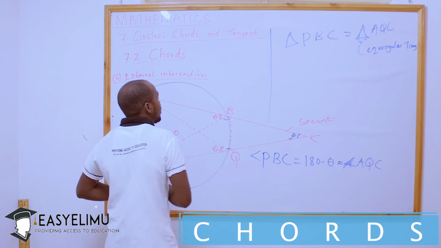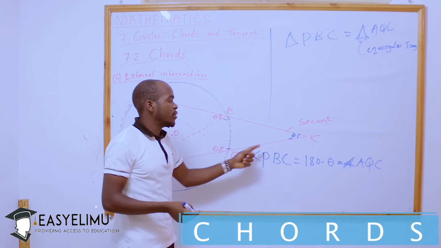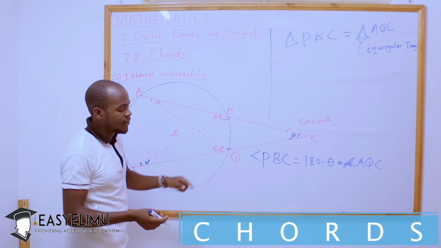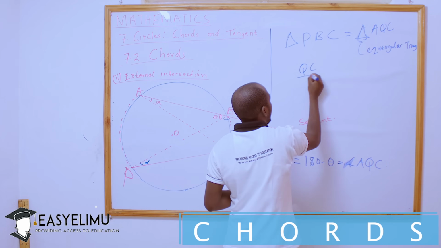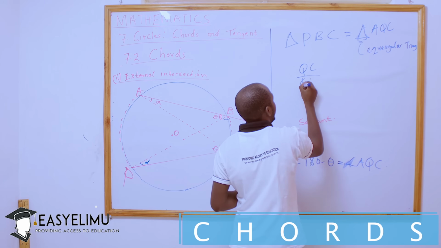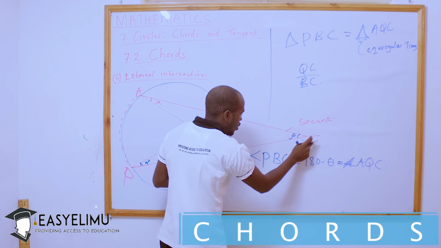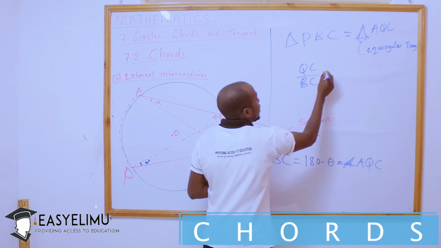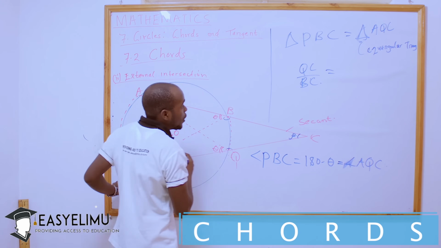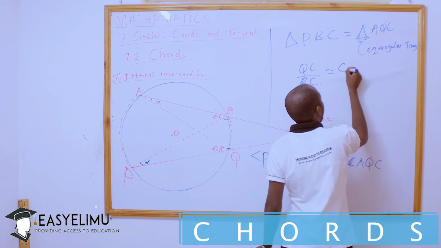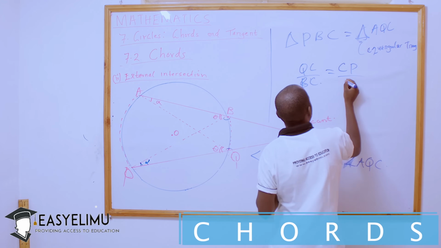And we can still observe that if I take QC over BC, that is, if I take this length QC over BC, I will find out that it is equal to CP over CA, the total length.